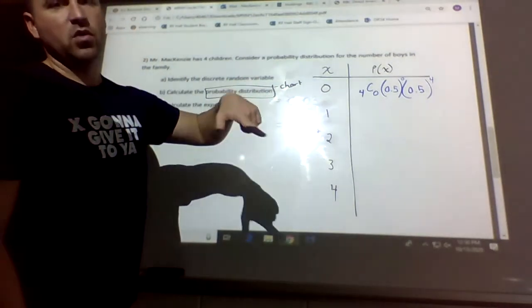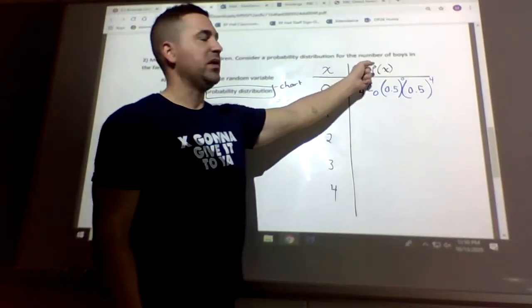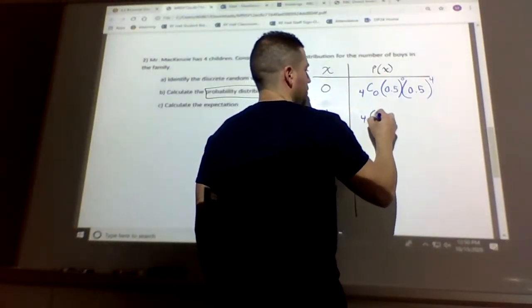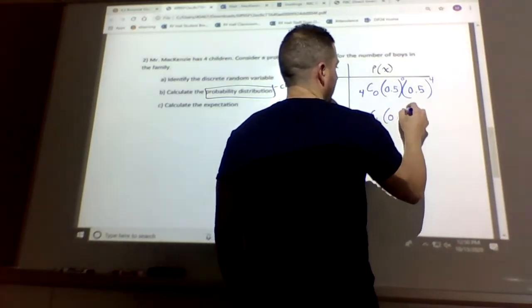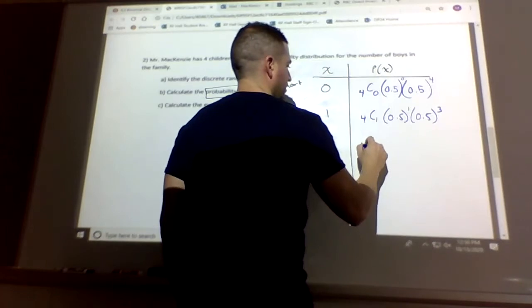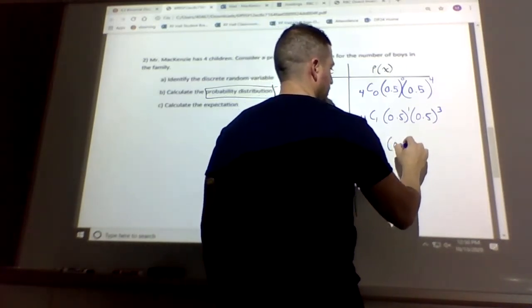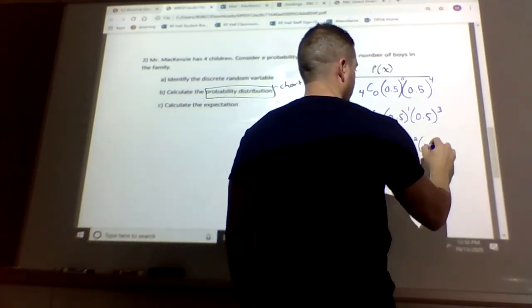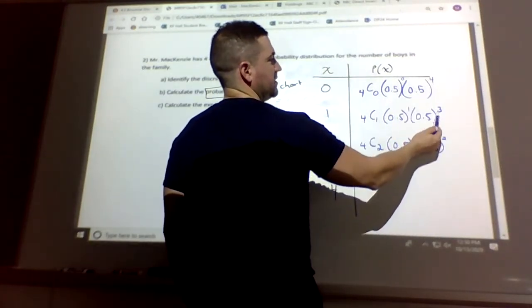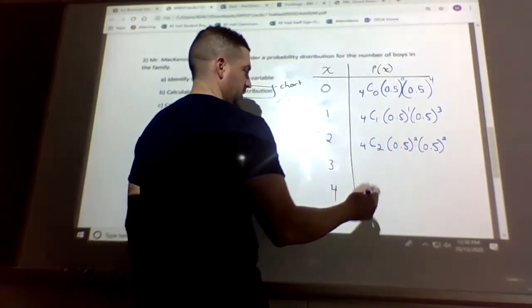If you use a decimal or a fraction, it's up to you because we're doing probability, so you could use any form. We're going to continue that. 4 choose 1. So 0.5 to the power of 1, 0.5 to the power of 3. 4 choose 2. Remember the formula says this is x and then this is n minus x.